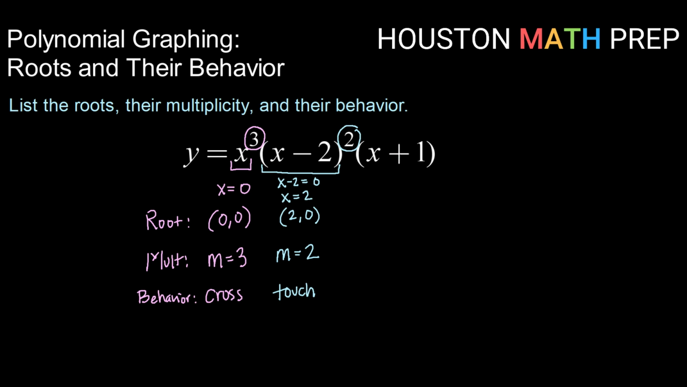And finally, for our third factor here, setting our factor x plus 1 equal to 0, subtracting that 1 over, we would get x equals negative 1, so a root of (-1, 0). Looking to our exponent for a multiplicity, since we don't see one, we know that that is a power of 1, so our multiplicity is 1. Odd multiplicity gives us cross behavior.